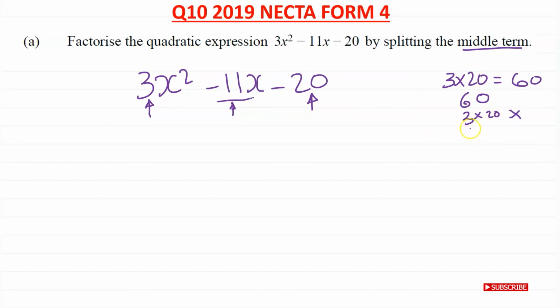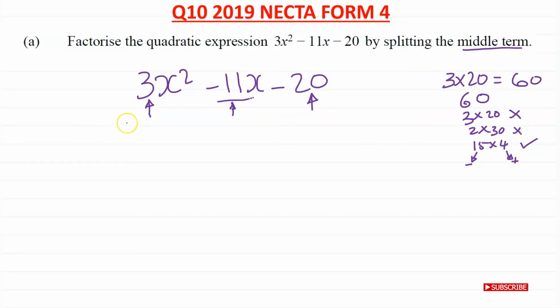What else can we try? We could do 2 times 30. Definitely not. 15 times 4. If I add these two, 15 plus 4, that will give me 19. But 15 take away 4 will give me 11. I need to make this one a negative number, so that 15 needs to be negative and 4 needs to be a positive number, because negative 15 plus 4 would give me negative 11. So I can use these factors.